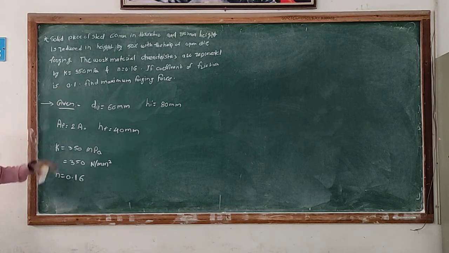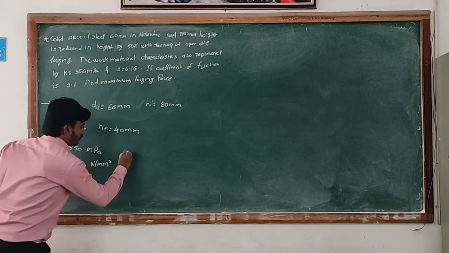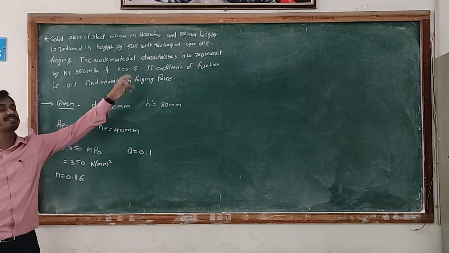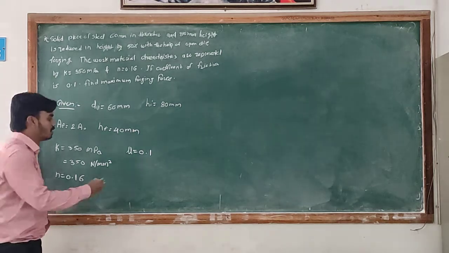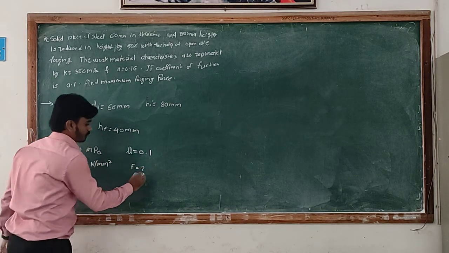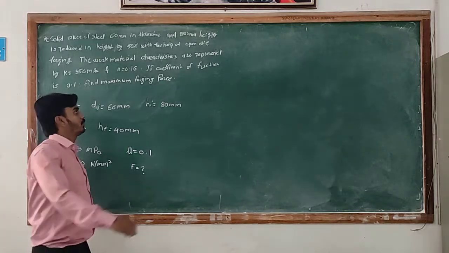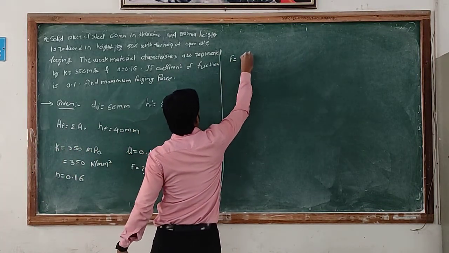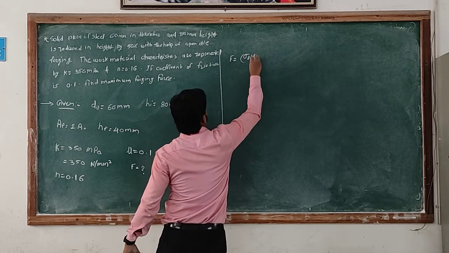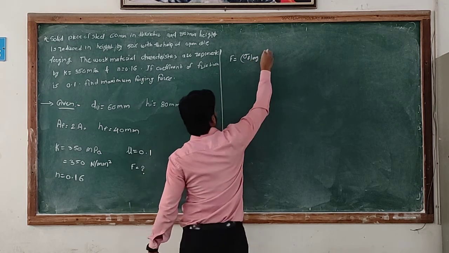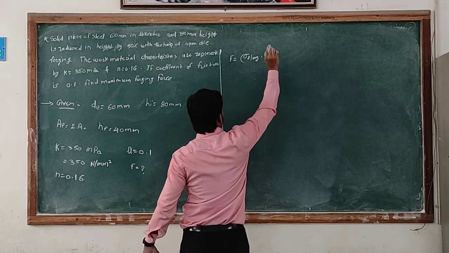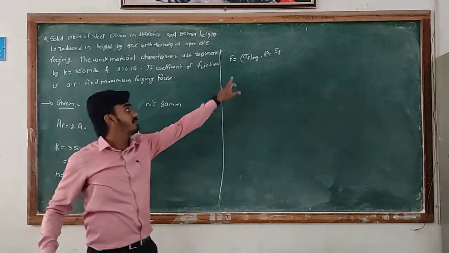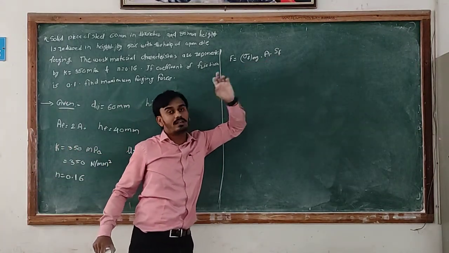Now they have given the coefficient of friction, mu is equal to 0.1. And they ask us to find the maximum forging force. We have to calculate the force. So we have a formula that F is equal to sigma F average into area into SF.